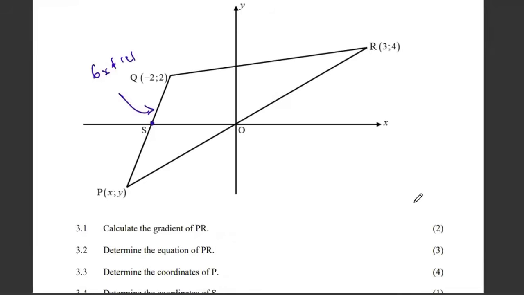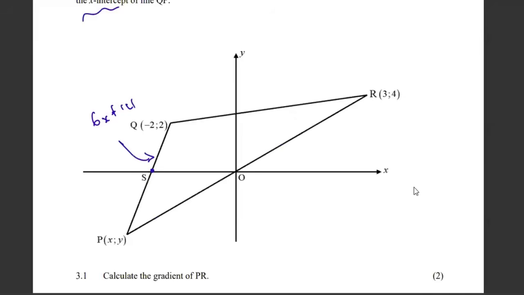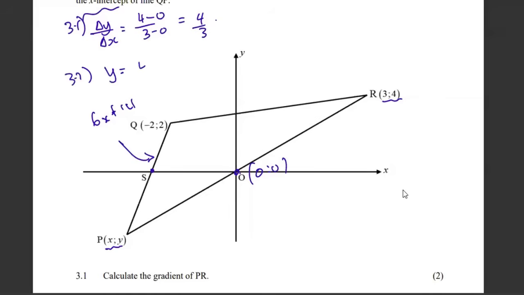First things first, they want the gradient of PR. We have P with x, y, we have R with this, but we know the origin must be (0, 0). So know that gradient is change in y over change in x. So it's going to be 4 minus 0 over 3 minus 0. And then the gradient becomes 4 over 3. 3.2, they want the equation of PR. Since the y-intercept is 0, the equation is going to be 4 over 3x plus 0. So just 4 over 3x is enough.